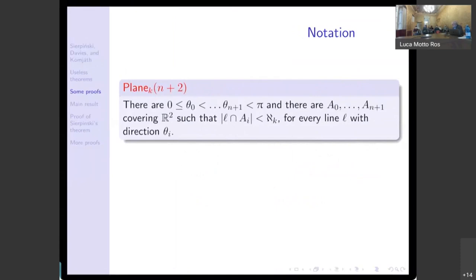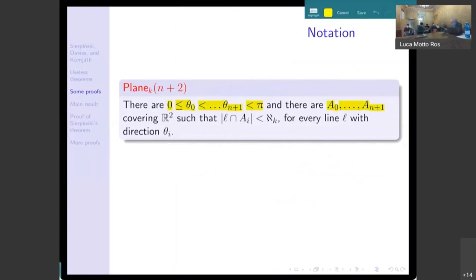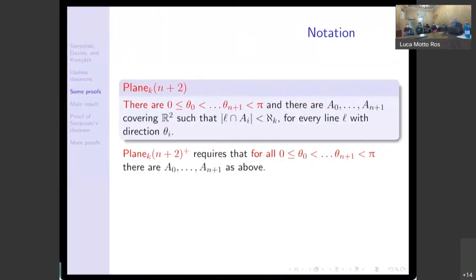Then the Bagemihl-Davies decomposition. Well, let me state it like this. There are angles and there are sets covering R^2 such that the intersections have size less than k for every line in the direction theta_i. So, I said there are angles. And if I put a plus, it means that for any choice of angles, there are such sets. And if you think about it, it's not completely obvious that you can do it.